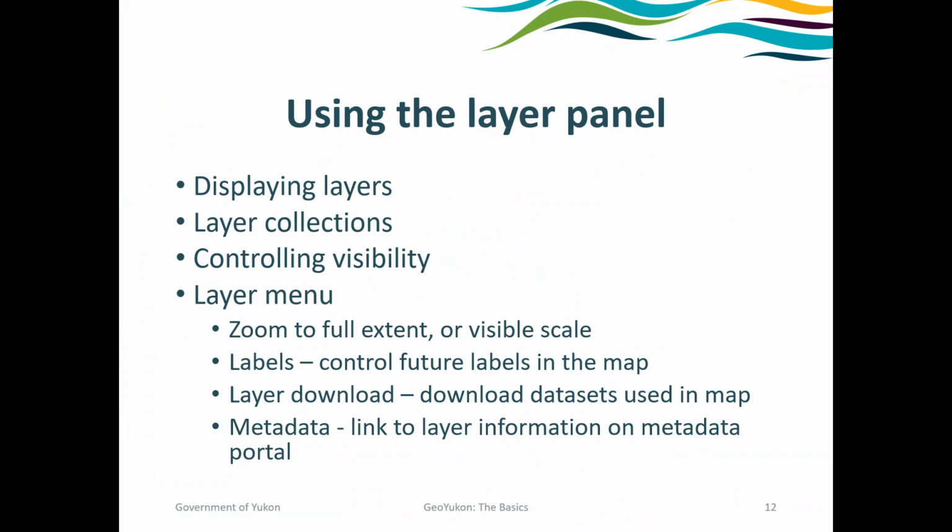So I'm going to dive a little deeper into the layer panel. I kind of briefly touched on it at the beginning. I'm going to talk about displaying the layers, the layer collections available, how to control visibility, and I'll talk about the layer menu, how to zoom to full extent or visible scale. I guess we kind of already touched on that, but we'll do it again. How to control the labels. This is an important part of the layer menu.